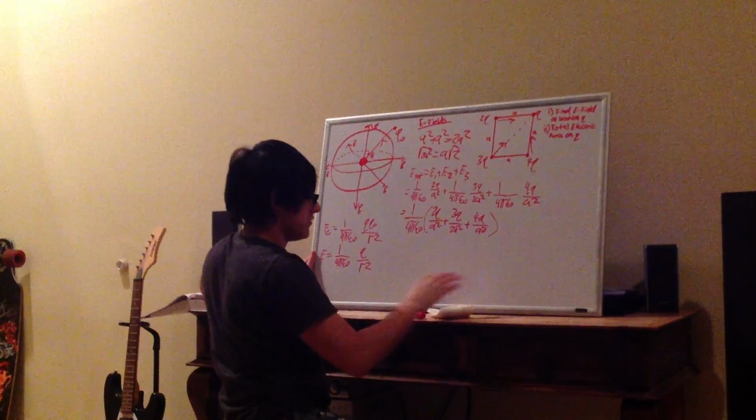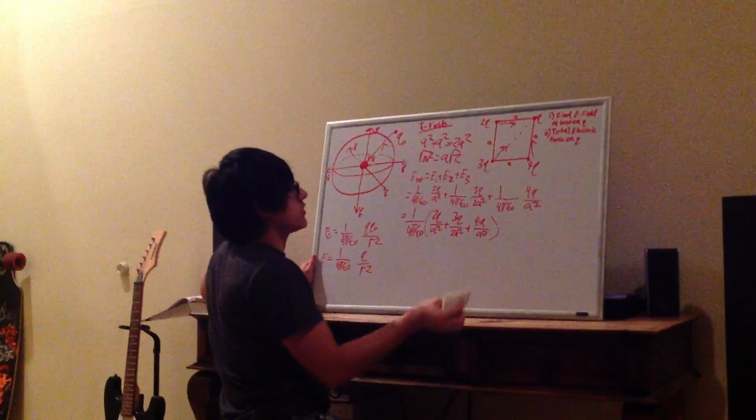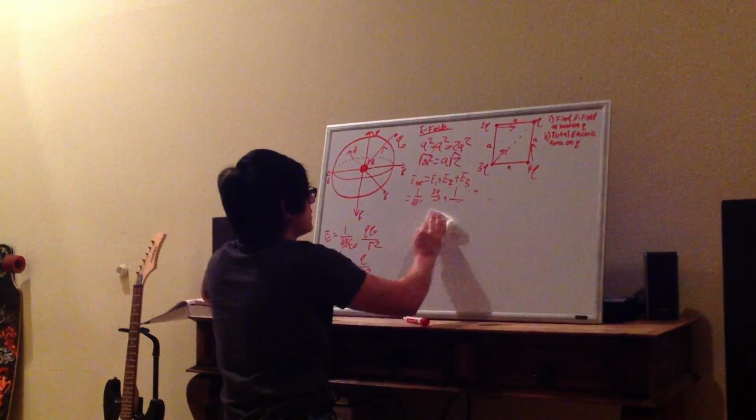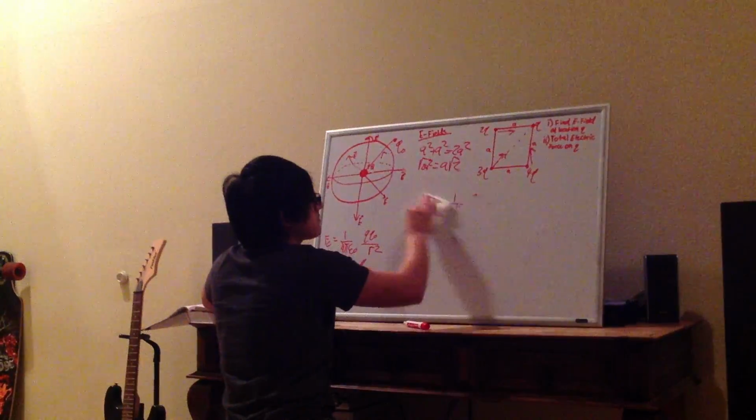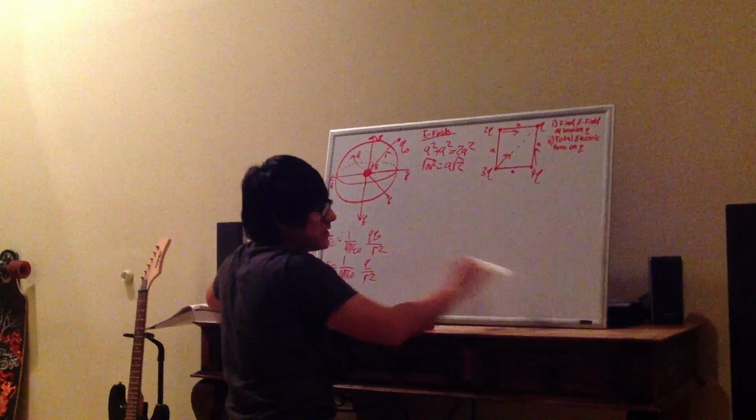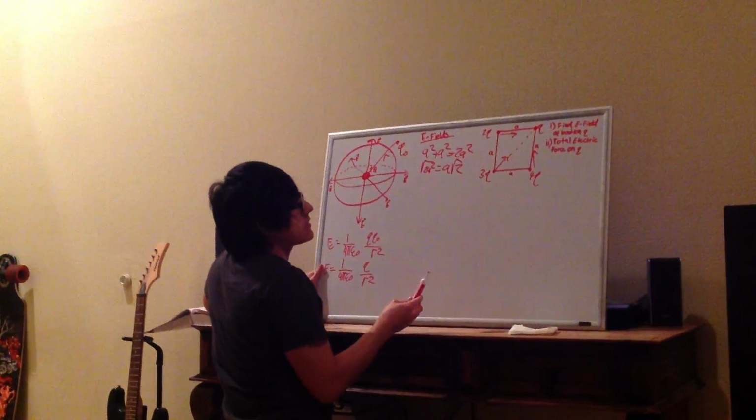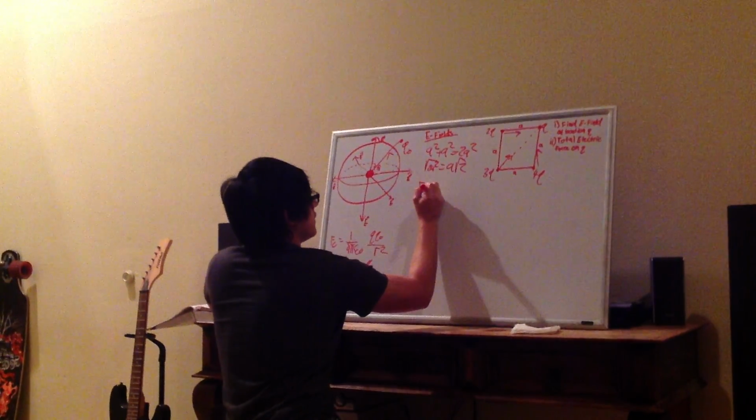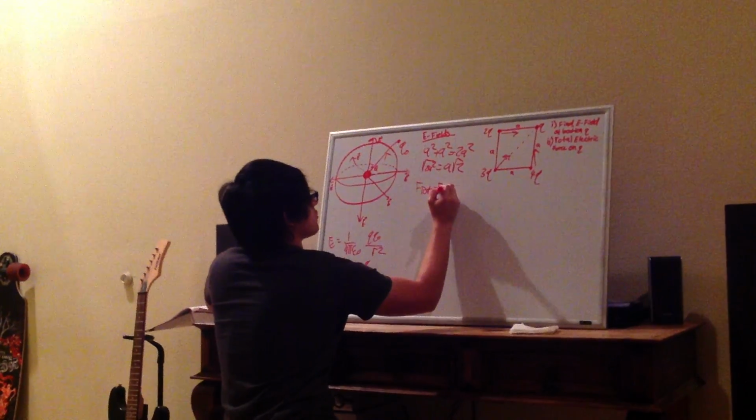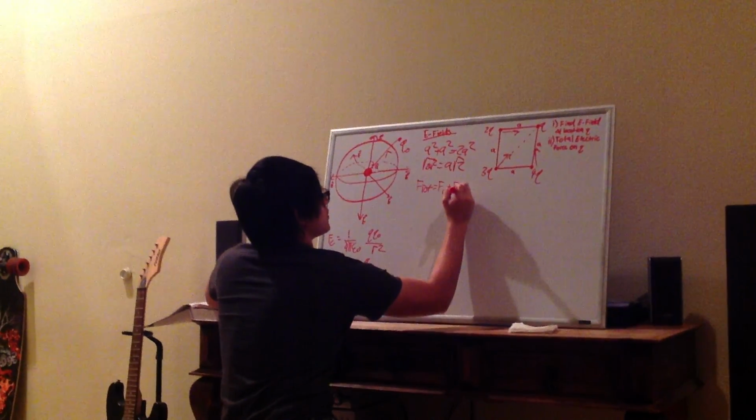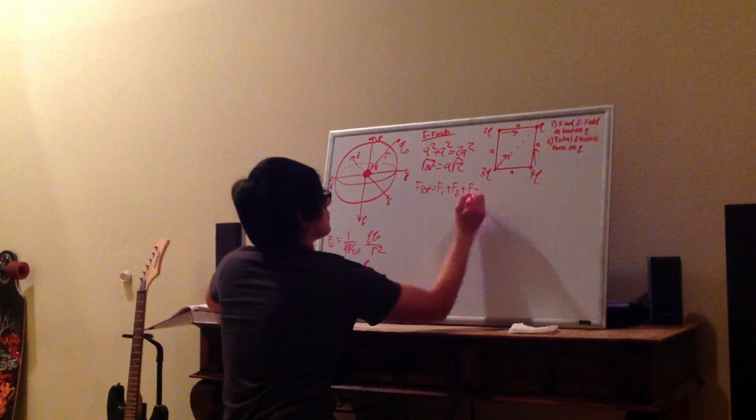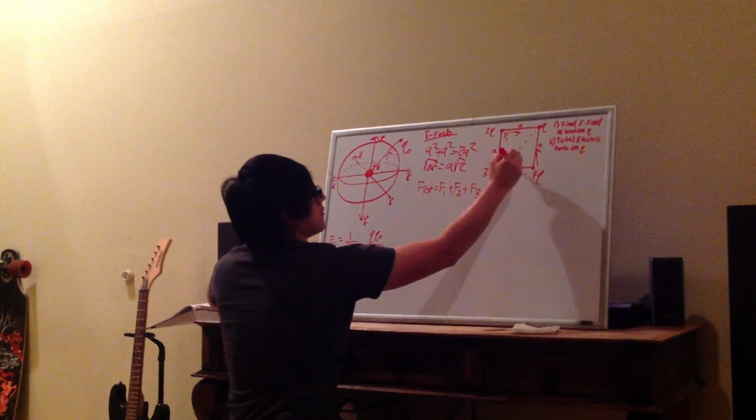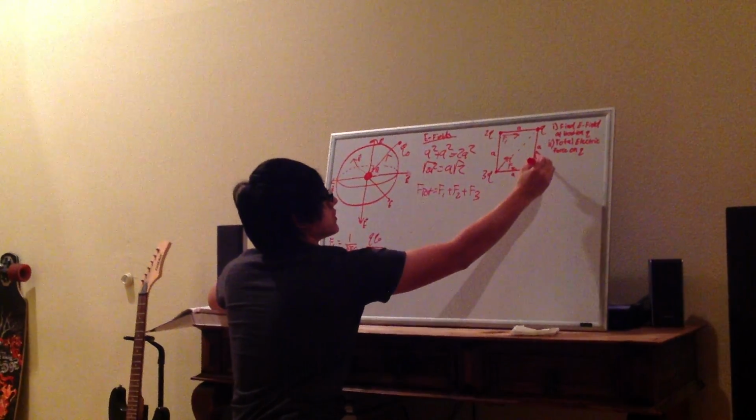Now the final part is to figure out what the total electric force is on Q. So I'm going to remove this. And we can think of it the same way as E total. We're going to say F total is equal to force 1 plus force 2 plus force 3.